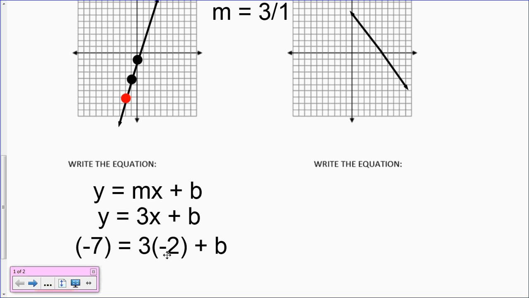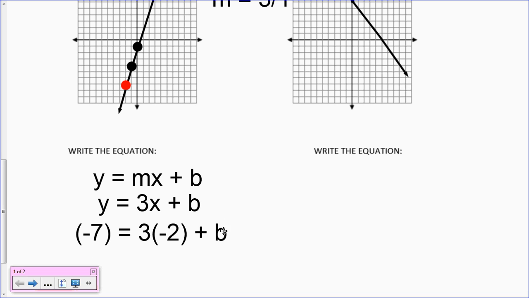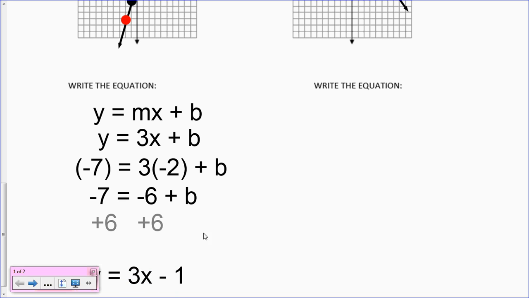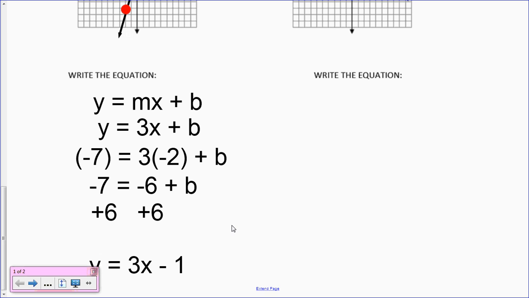I'm plugging in the x and y from the point, so I can have b be my only variable. I simplify it, so I have negative 7 equals negative 6 plus b. I'm going to add 6 to both sides, and I end up getting b is negative 1, which gives me the equation of y equals 3x minus 1.